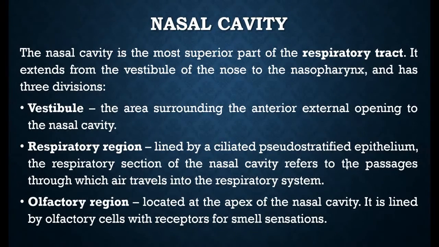Then comes the respiratory region, which is made up of pseudostratified epithelial tissue. This is the main respiratory section from where the air passage is made and air passes through here to the respiratory system. And then comes the olfactory region, which is present at the apex of the nasal cavity and has olfactory cells. These are the ones which help you to smell.